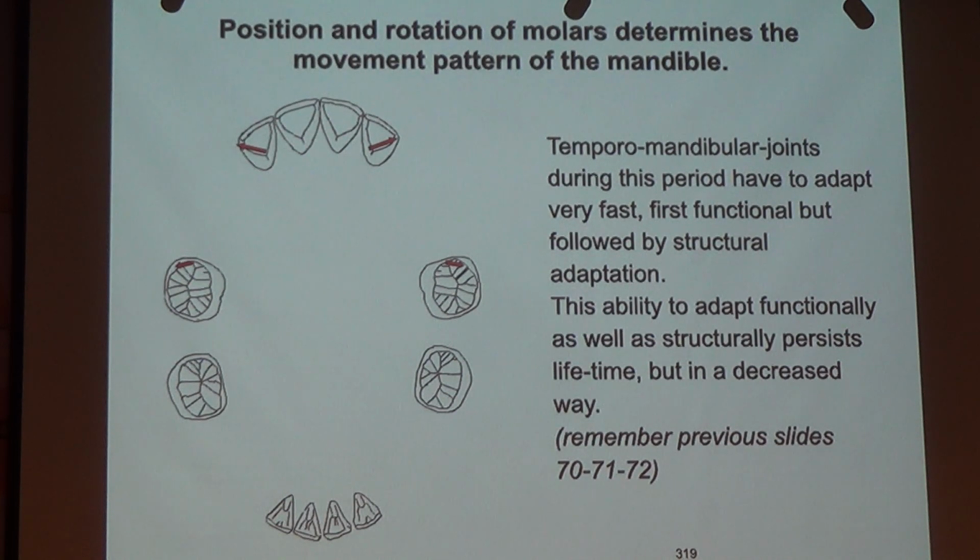If the first molar is not very well positioned, nếu răng số 6 nó không có nằm ở cái vị trí tốt, I will have a lot of problems to the TMJs, thì tôi sẽ có nhiều vấn đề trên khớp thái dương hàm. Is it clear? Dạ, các anh chị rõ chưa?